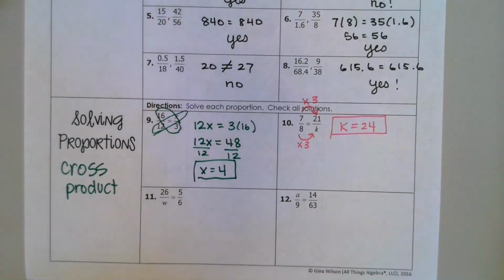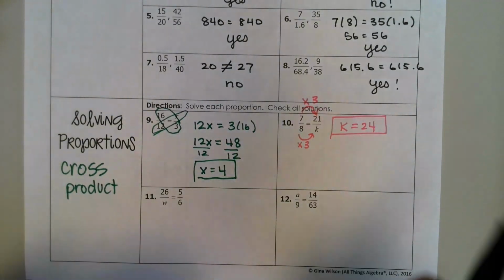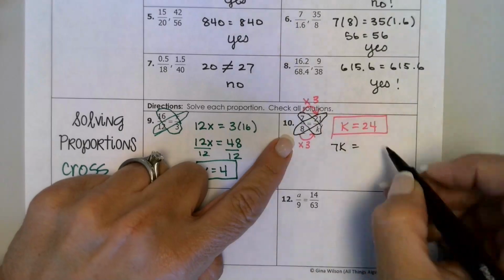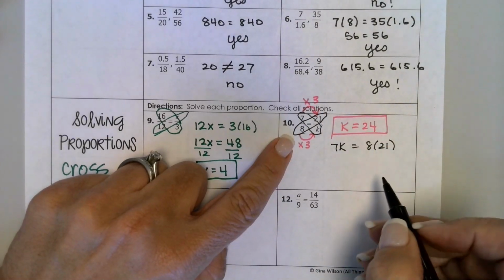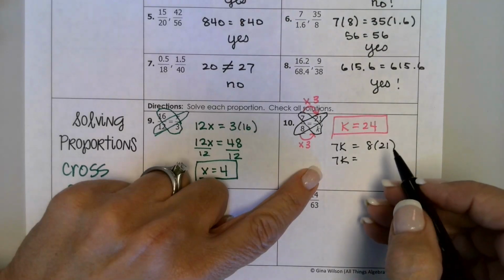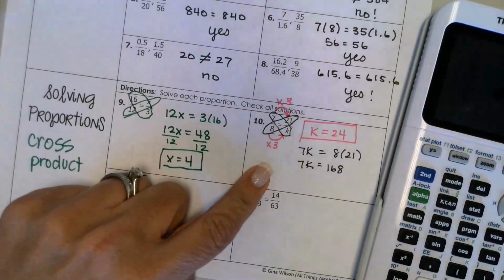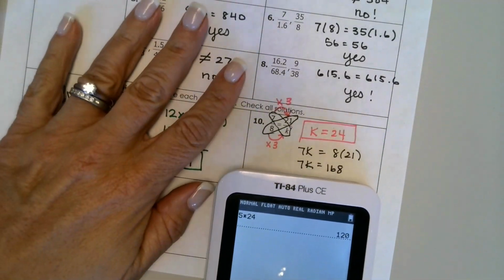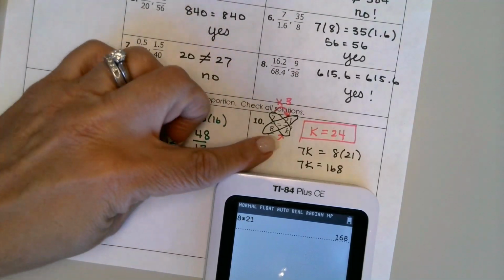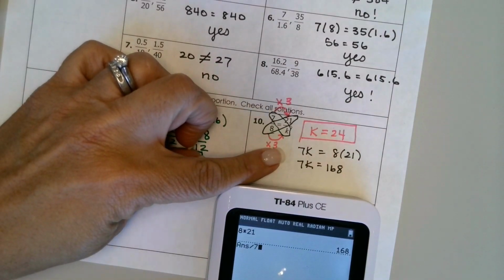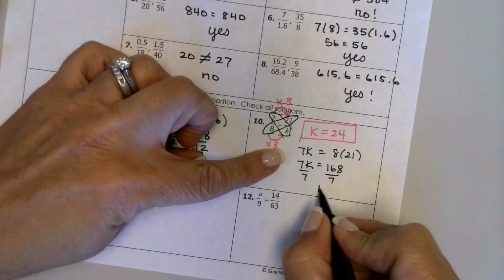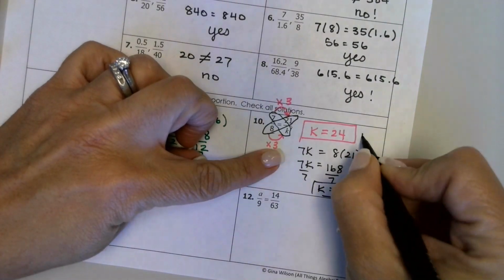Now, let's do it with the cross product, and you'll see that we're going to get the same answer, right? If I do this way, I end up with 7k, and if I do this way, I end up with 8 times 21. So I have 7k equals 168, since 8 times 21 gives me 168, and then I divide that by 7, and I get 24. When I divide both sides by 7, I get k equals 24, which is what I had up here.